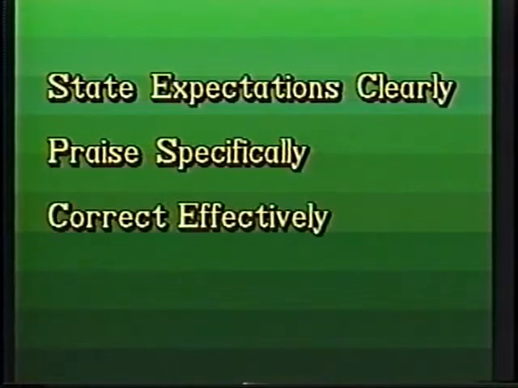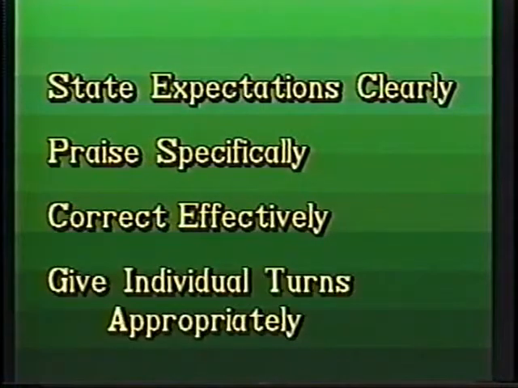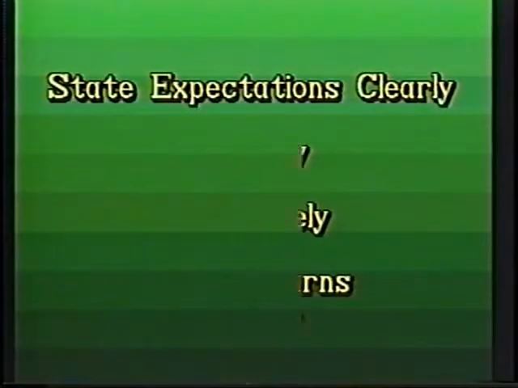The teacher must utilize techniques that motivate children, keep them attentive, and performing at a high mastery level. These techniques that contribute to a positive learning environment include stating behavioral and academic expectations clearly, praising specifically, correcting effectively, and providing individual turns appropriately. The first step in teaching children how to work as a group is stating expectations clearly, communicating to the children the behaviors that you want.